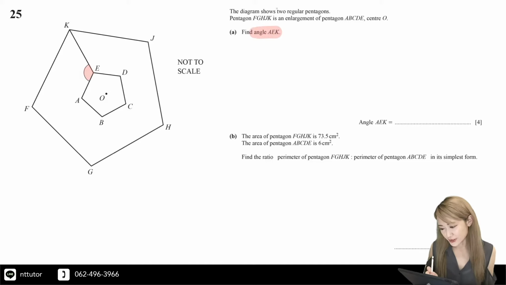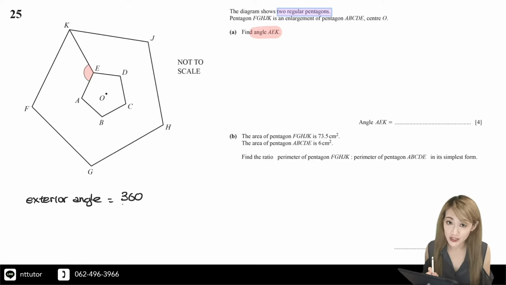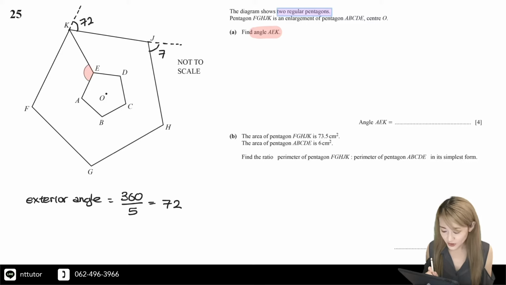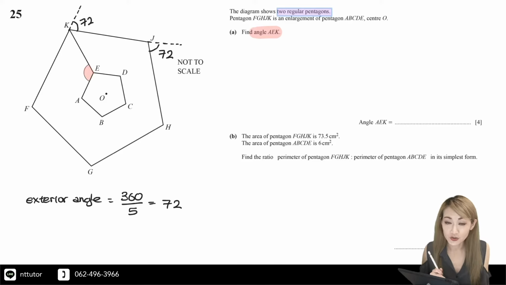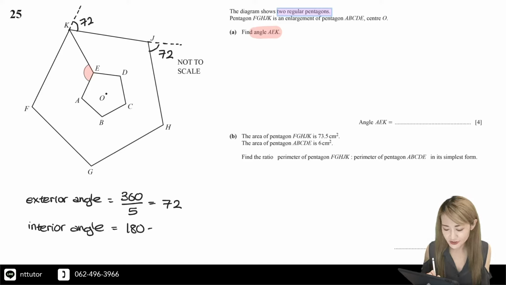Since these are regular pentagons, we can find the exterior angle of a pentagon by doing 360 degrees divided by the number of sides. So each exterior angle is equal to 72 degrees, like this. We can also find the interior angle of a regular pentagon because interior angle plus exterior angle must equal 180 degrees. So interior angle equals 180 minus 72 degrees. So each interior angle is equal to 108 degrees, like this.